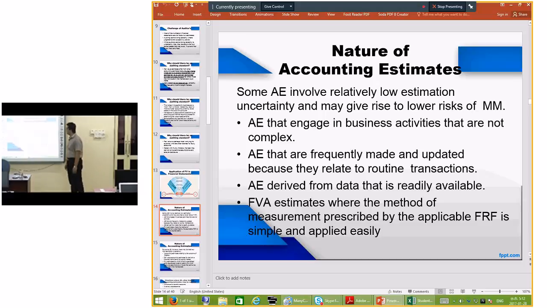There are some accounting estimates that will give lower risk, right? That depends on the business, and on your knowledge and experience. So some accounting estimates involve relatively low estimation uncertainty and may give rise to lower risk of material misstatements. An accounting estimate that engages in business activities that are not complex. Accounting estimates that are frequently made and updated because they relate to routine transactions. Accounting estimates derived from data that is readily available. Fair value accounting estimates where the methods of measurement prescribed by the applicable financial reporting framework are simple and applied easily.